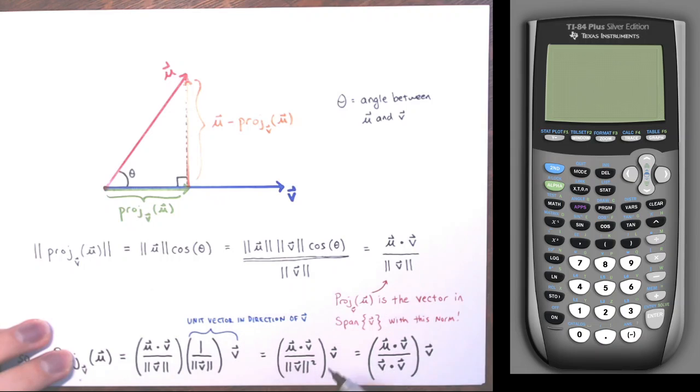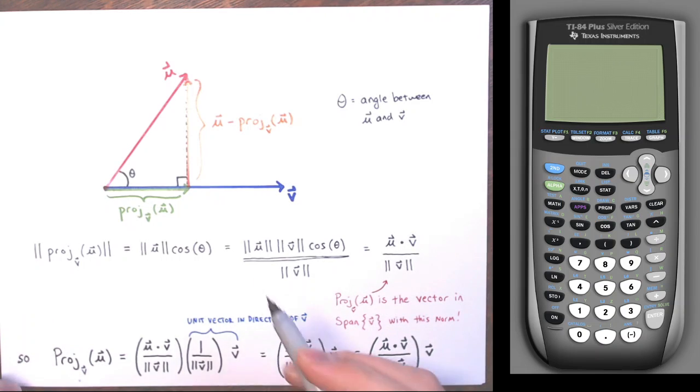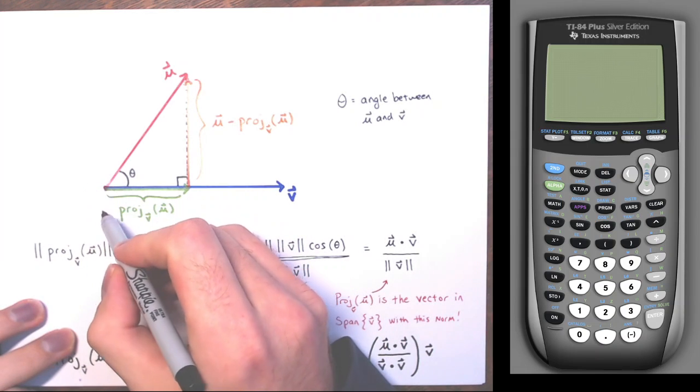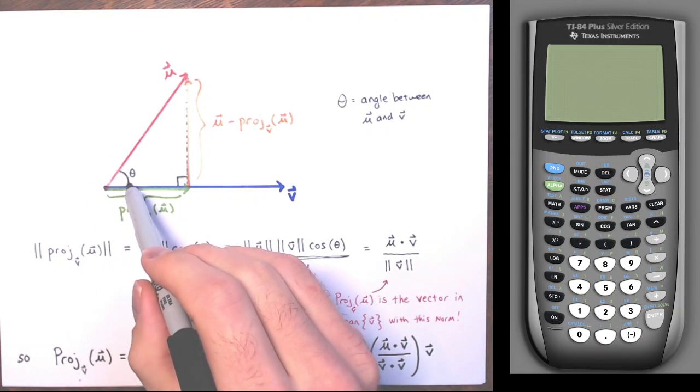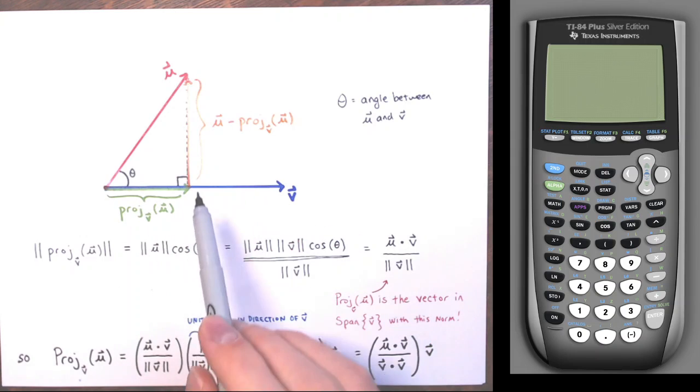And I should say the non-reflex angle, right? Because I know there's another larger angle, but it's an angle that's less than or equal to 180 degrees, not a reflex angle. Alright, so I say I have this angle theta here between u and v.